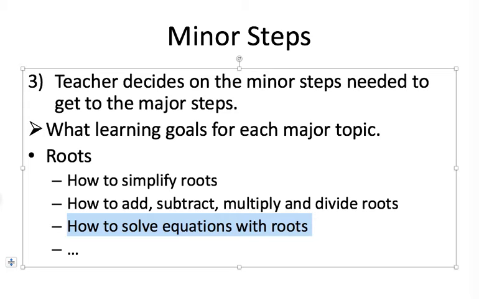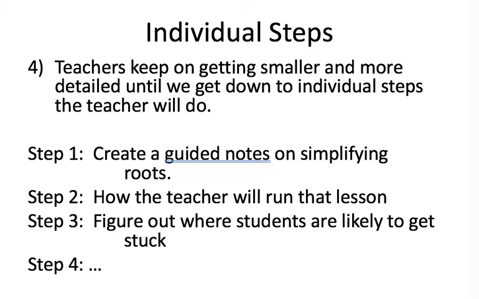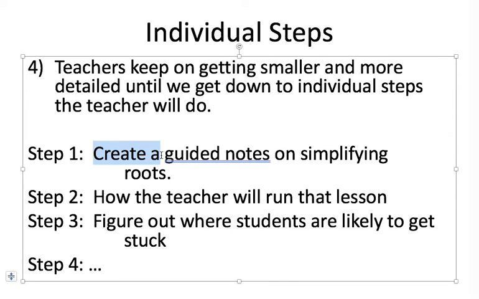So you had your end goal of students knowing Algebra 2, your major steps of these big topics, your minor steps of these individual topics within that major topic, and you keep on going down until you get down to individual steps. So if I wanted the students to know how to simplify roots, first thing I might do is create guided notes for simplifying roots. Then think about how will I run that lesson with the guided notes. Then I maybe figure out where do I think the students will get stuck while I'm running this lesson, etc. So you boil it down all the way to get down to individual steps.